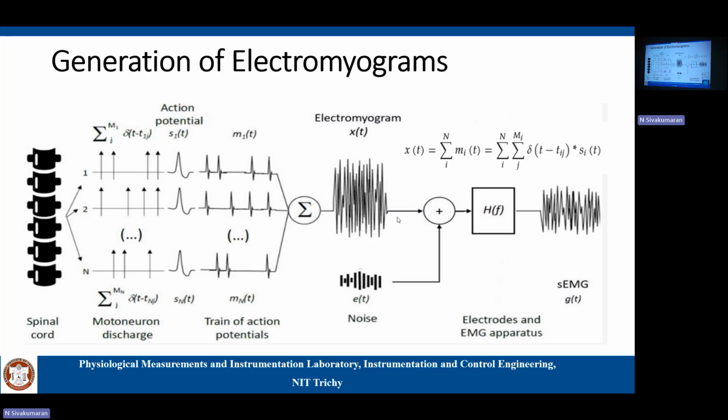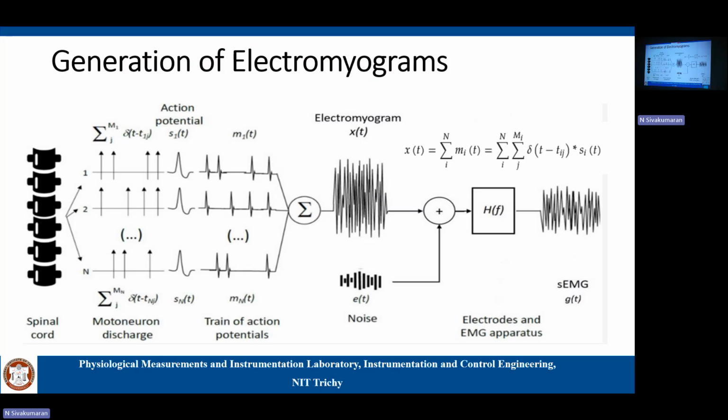If we try to visualize the entire picture in terms of mathematics, we will have something like this. We have the spinal cord, and nerves start from the spinal cord and innervate the muscles. It starts from the spinal cord and goes all the way to the muscle. These are all the signals, some impulses, and we will get different signals.